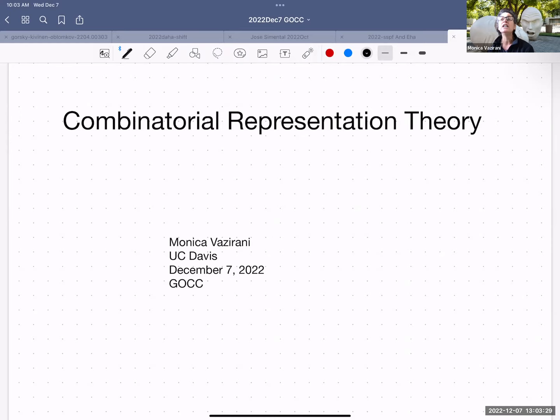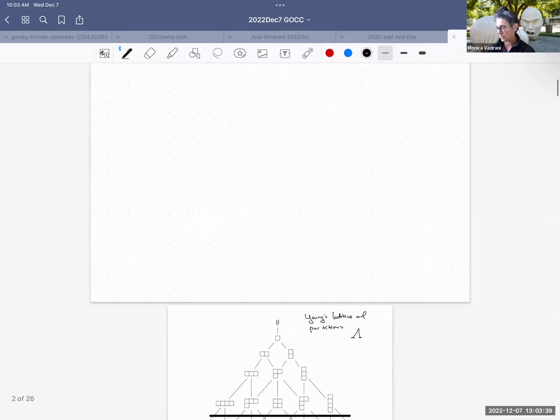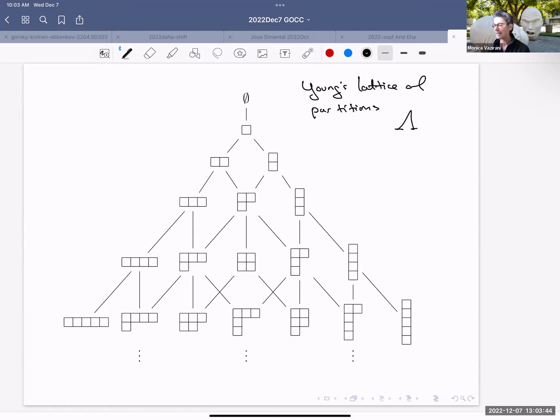Okay, so my research is in combinatorial representation theory, and so that's what I'm going to talk about. Sorry, my slides kind of change size somehow because I'm not great with the technology. So the combinatorics part is all going to be the combinatorics of this picture, just Young's lattice of partitions, and then how this picture appears in representation theory many times over, in more places than I'm going to have time to talk about today. In fact, this picture pops up in so many ways.